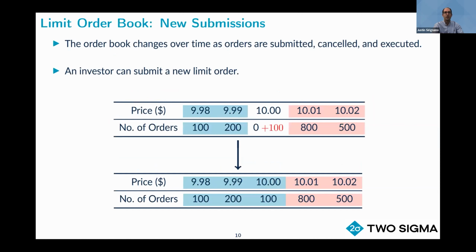This example shows an investor submitting a new limit order for 100 shares at $10. This changes the best bid price to $10 and decreases the spread to 1 cent.